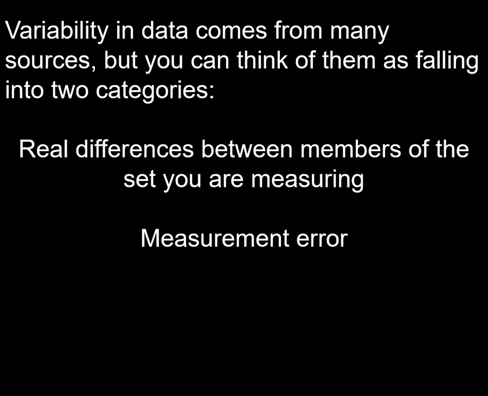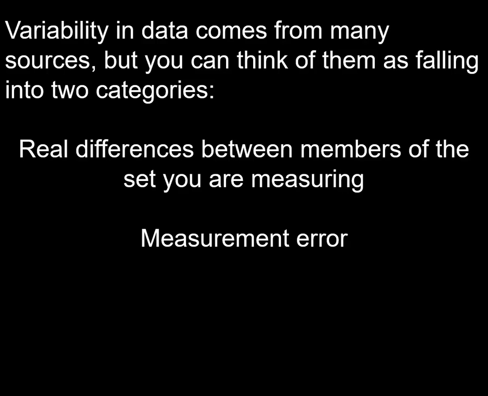All right. So when we think about data in any sort of situation where you're going to be using ANOVA, the data is highly variable, meaning that you have lots of observations, and those observations have lots of different values, different numbers. They're not all the same. So variability like that in data comes from a lot of different sources, but you can think of them as falling into two real main categories.